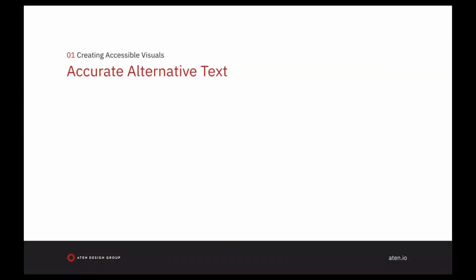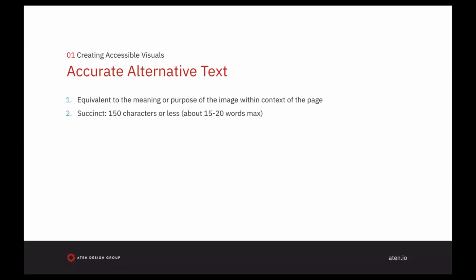So let's jump into a little bit more about accurate alternative text. Alt text should convey information that is equivalent to the meaning or purpose of the image within the context of the page. And as you can see here, I've mentioned context of the page, which is emphasizing the point that one image could be found on multiple pages for multiple different reasons, and each one could have a different alternative text depending on why it's there on the page. We also want to make sure that we're staying as succinct as possible. 150 characters or less, about 15 to 20 words max. If it can be shorter, that would be ideal.